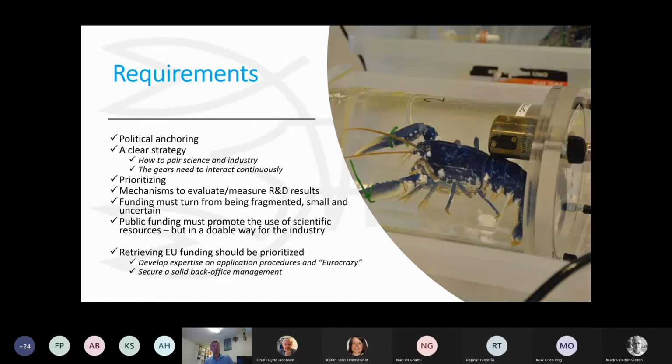So from our side, these are the requirements for linking science to industry. You need to have a clear political anchoring and a strategy. You need to pair science and industry on a continuous basis. And the scientists need to follow the projects or the companies from the start until they are well on the way to commercial growth.